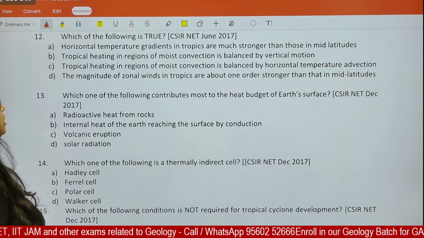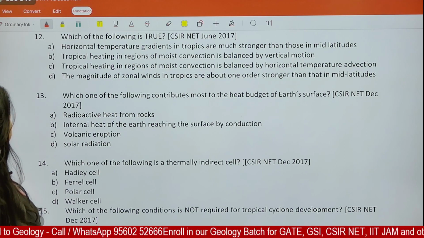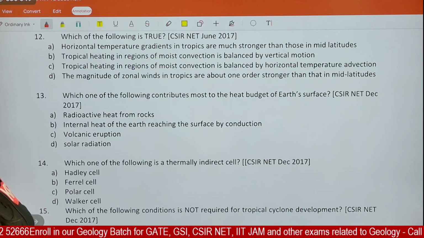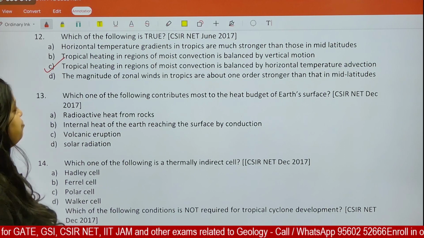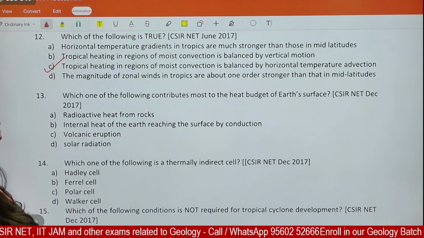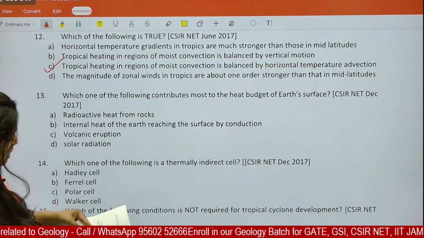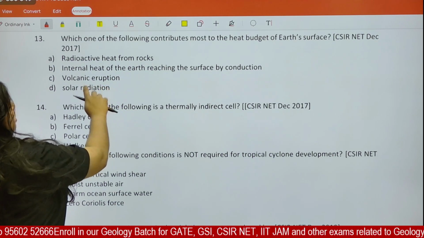Tropical heating in regions of moist convection is balanced by vertical motion. That's not true. Tropical heating in regions of moist convection is balanced by horizontal temperature advection. This is the true statement. Magnitude of zonal winds in tropics are about one order stronger than low. So the correct option over here is C. Yeah, it's C.